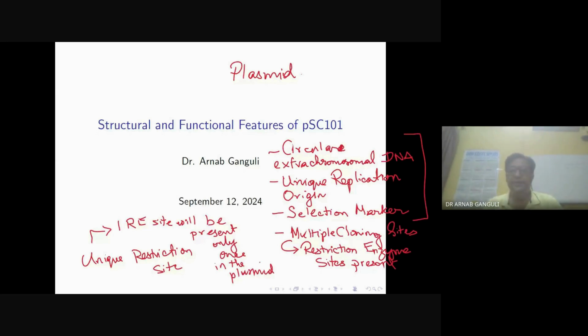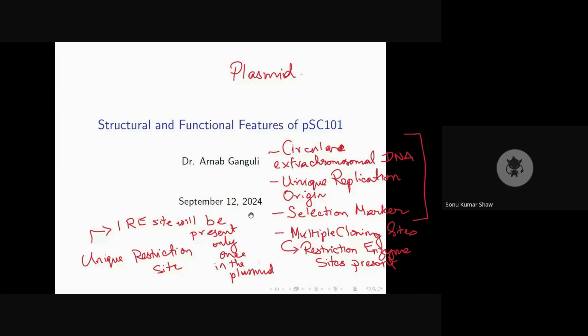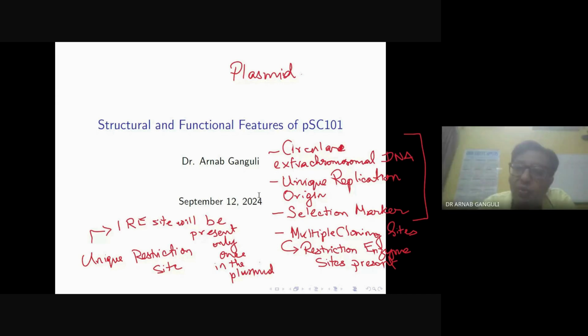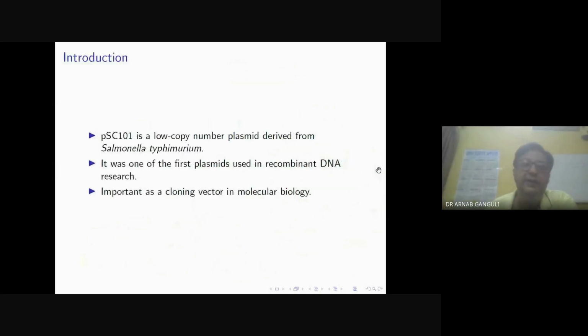Fine. So clear about all these things? Yes. Today we will talk about one plasmid, that is pSC101. So what is pSC101? It is a low copy number plasmid derived from Salmonella typhimurium. So from the typhoid causing bacteria Salmonella, this particular plasmid has been identified. And it is a low copy number.